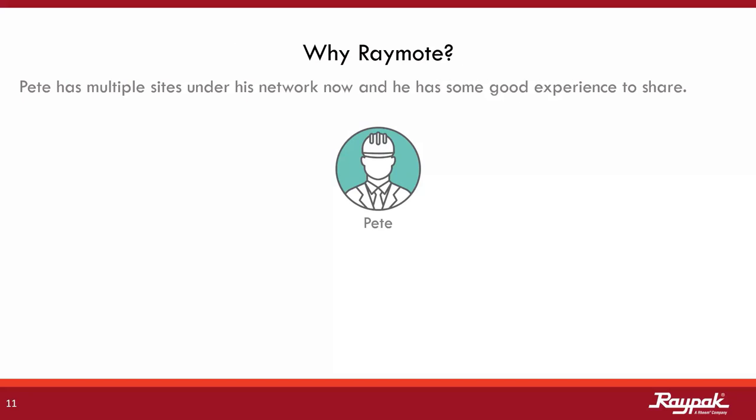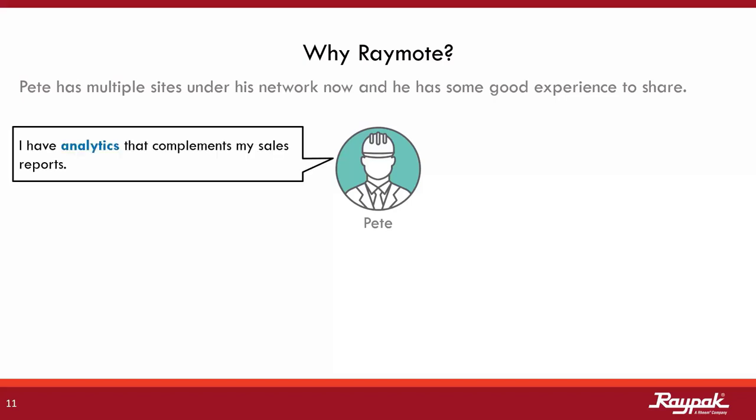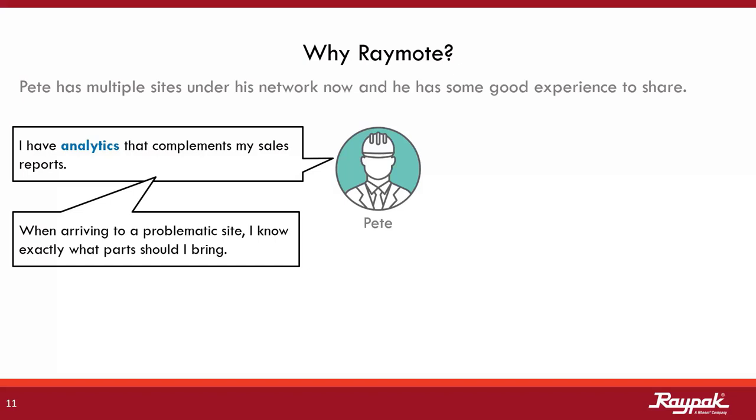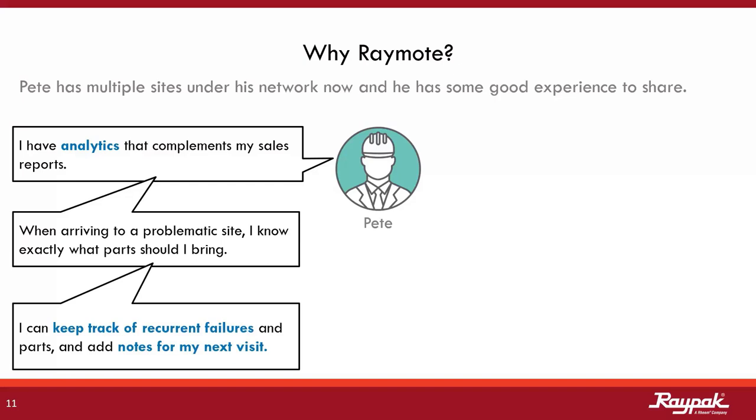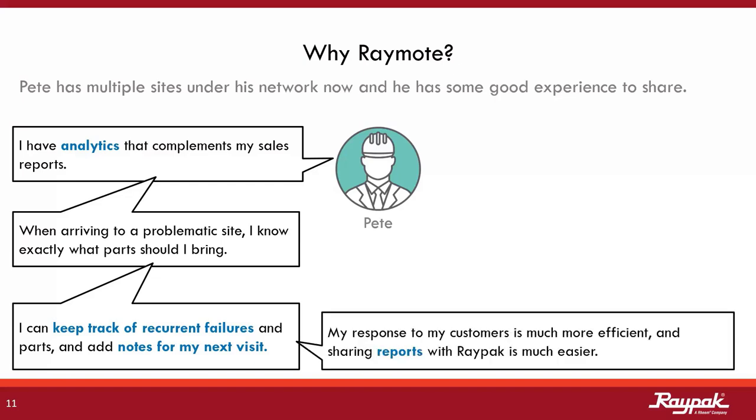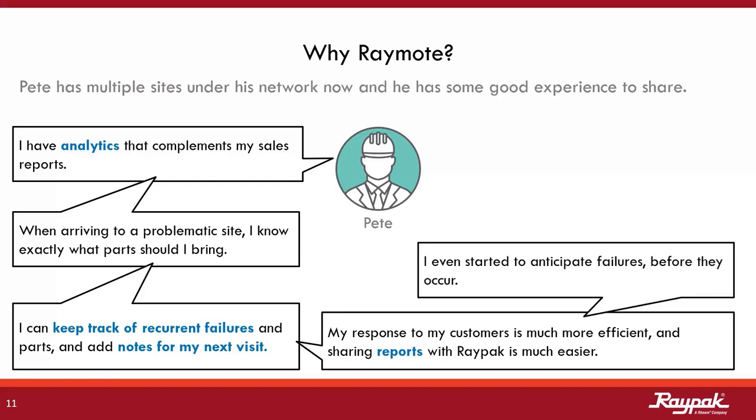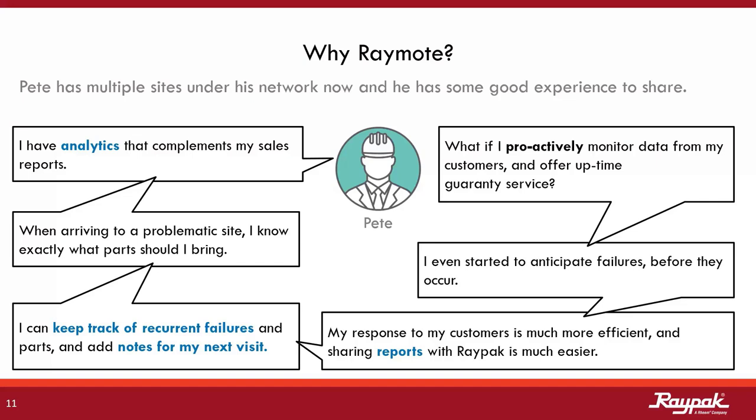When we get a call from our Raypak customers or reps, and they ask about Remote, we need to keep in mind these key items that identify Remote as an asset for their application. So Pete has analytics to complement sales reports for his company. When arriving at a problematic site, he knows exactly what parts he needs to bring. He can keep track of recurring failures and parts and add notes for next visits. The response to his customers is much more efficient and sharing reports with Raypak is easier. He can even start to anticipate failures before they occur. And there is this spark idea that they could potentially have a business model where they proactively monitor the data from customers and offer an uptime guarantee service.